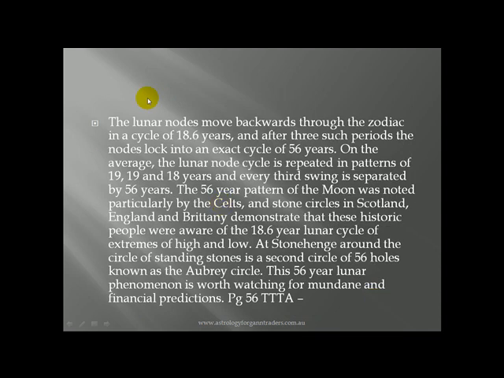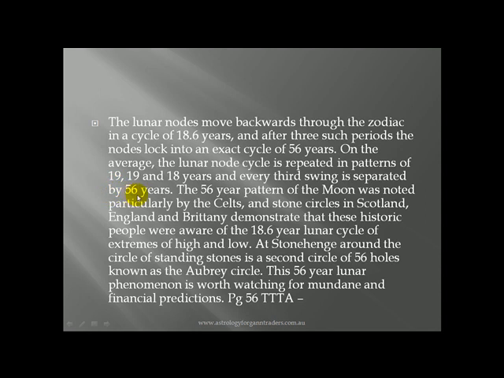The lunar nodes move backwards through the zodiac in a cycle of 18.6 years, and after 3 such periods, the nodes lock into an exact cycle of 56 years. On the average, the lunar node cycle is repeated in patterns of 19, 19, and 18 years, and every third swing is separated by 56 years.